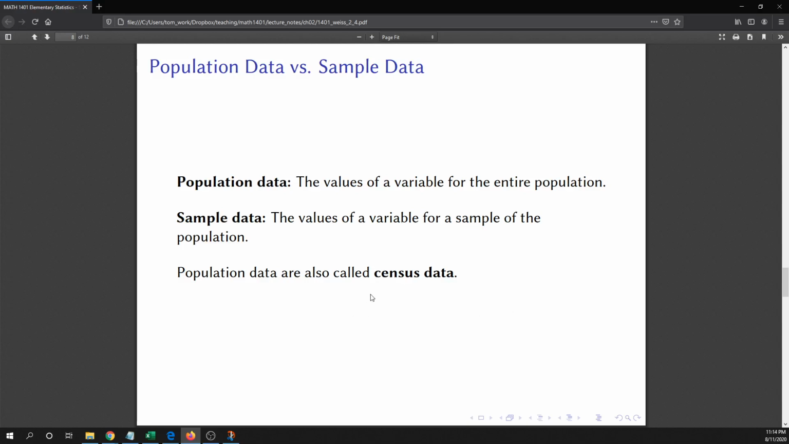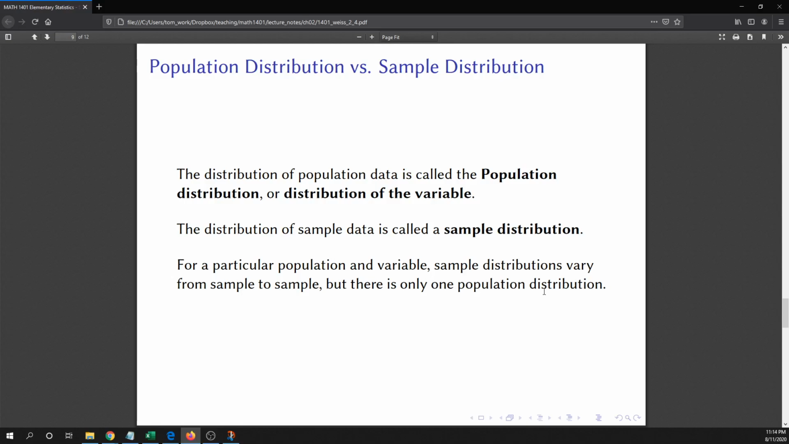Population data is also called census data. And remember, a census is where you take data from every individual in your population. Okay. So population versus sample. A population is going to have a distribution, and that's either called the population distribution or a distribution of the variable. The population distribution, there's only one of those. That is all possible data from every individual in your population. So if you could collect all of that and organize it and make a histogram, there's only going to be one of those distributions.